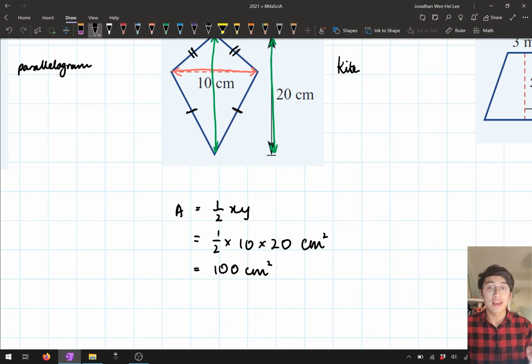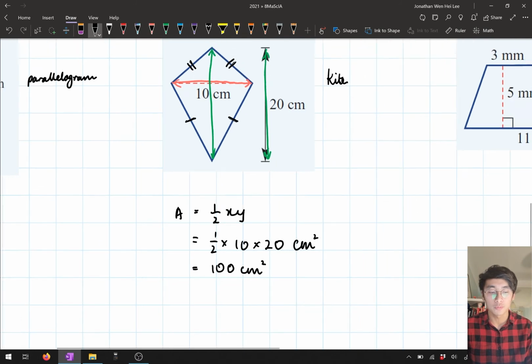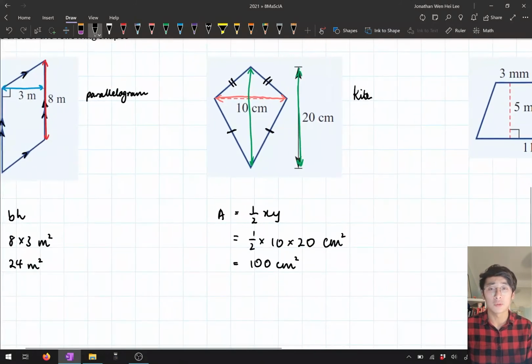If you're not sure how to do that calculation, you can just chuck this in your calculator, and the calculator can do it all for you. Okay, so that's my second example.